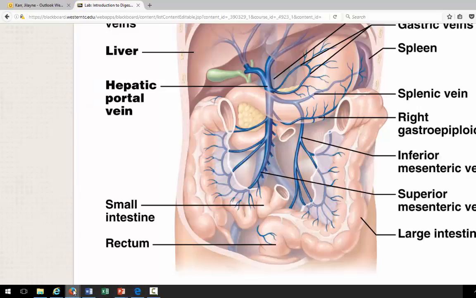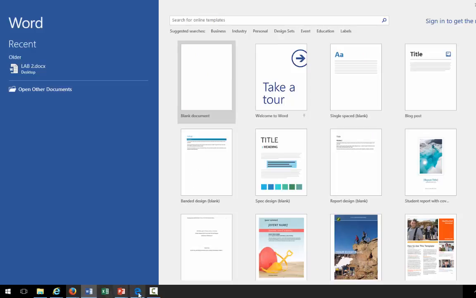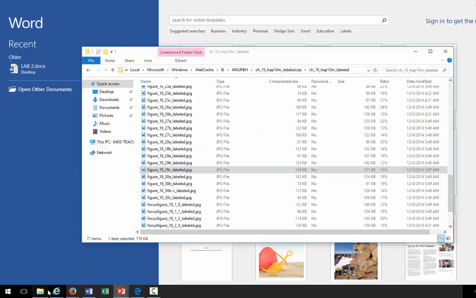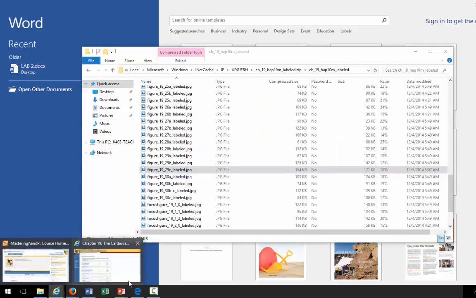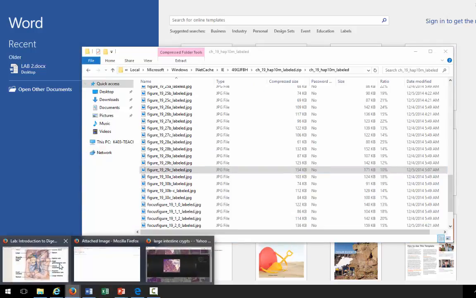So going back to our objectives then, we've got to go back to our blackboard.